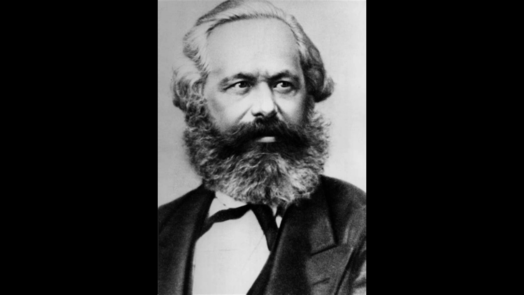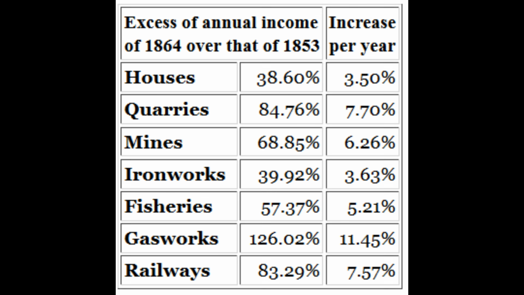Under this head, the following categories show the greatest increase. So there's a chart showing houses, quarries, mines, ironworks, fisheries, gasworks, and railways, and the excess of annual income of 1864 over that of 1853 being respectively 38.6%, 84.76%, 68.85%, 39.92%, 57.37%, 126.02%, 83.29%, and the increase per year being respectively 3.5%, 7.7%, 6.26%, 3.63%, 5.21%, 11.45%, and 7.57%.